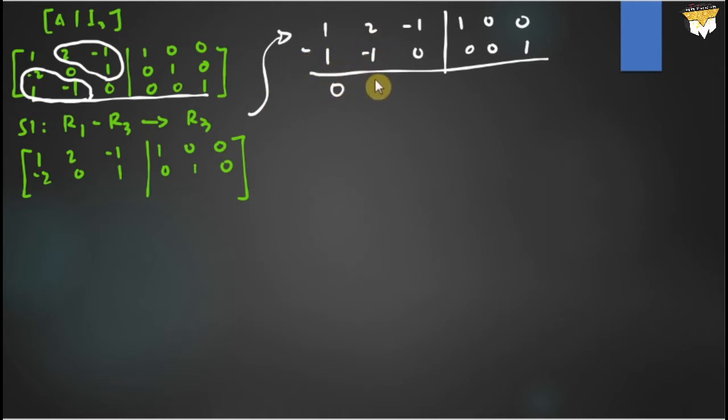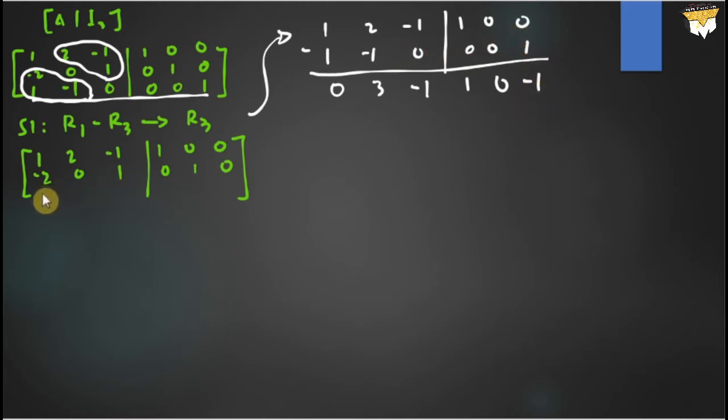So, 2 minus negative 1. So, it will become 3 because negative times negative will be positive. So, that will become addition. And then, negative 1 minus 0, of course, is negative 1. Then, 1 minus 0, of course, is 1. Then, 0 minus 0 is 0. Then, 0 minus 1 is negative 1.